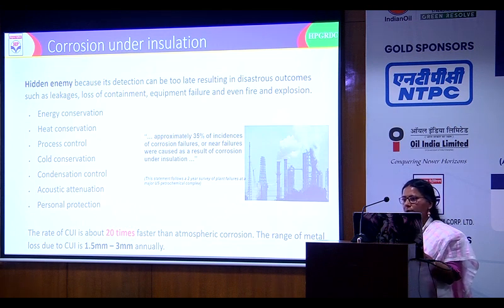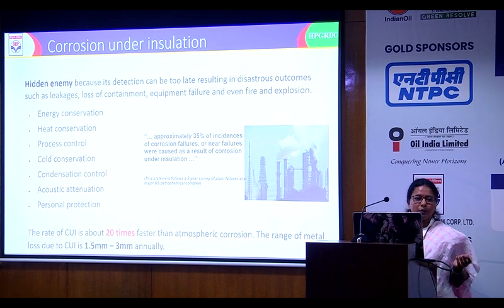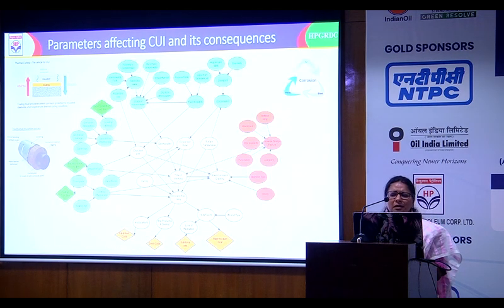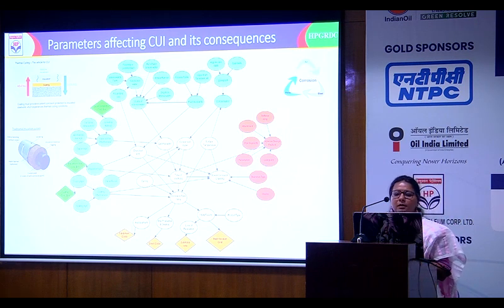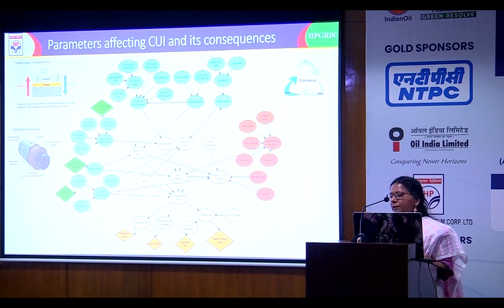As you may all be aware, the extent of corrosion under insulation is as high as 20 times more than what natural atmospheric corrosion can cause. The extent of corrosion can be 1.5 to 3 mm per annum. This is based on the Bayesian network. There are various parameters affecting corrosion under insulation. It depends on the time of wetness, the temperature, and the material of construction. It could be general corrosion when it is carbon steel, and it could be pitting or localized stress corrosion cracking in the case of stainless steels.